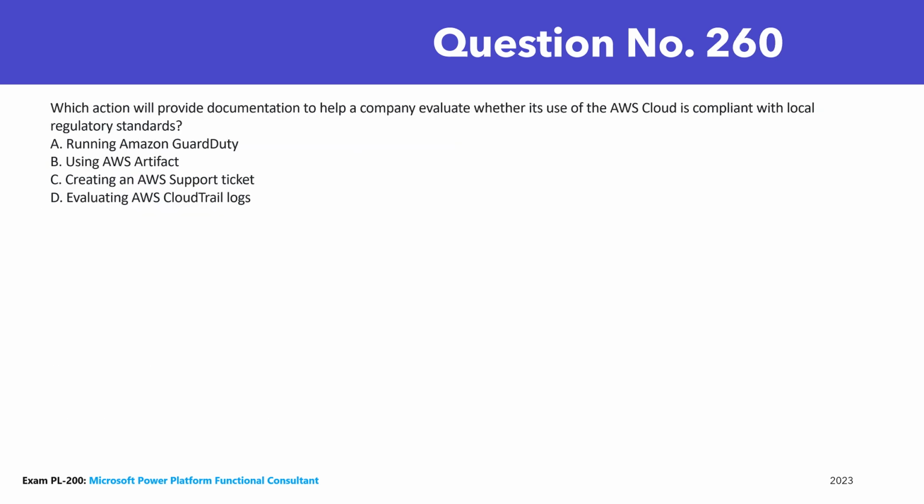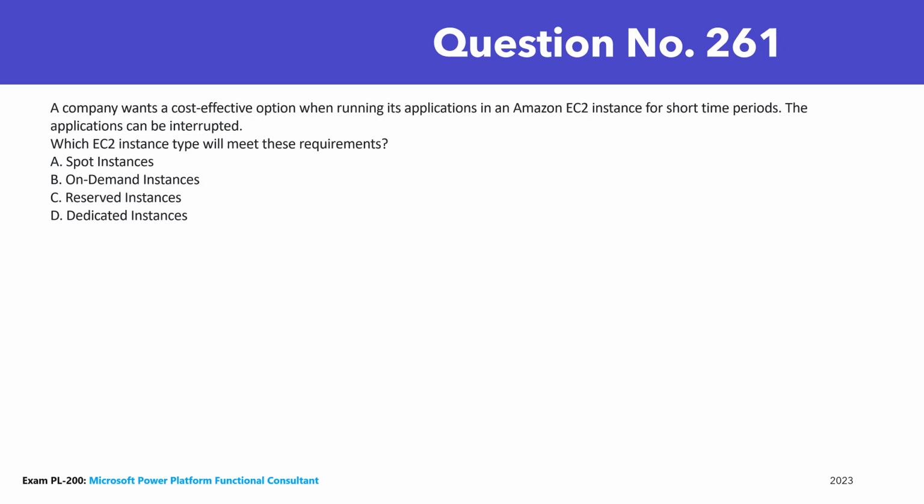Which action will provide documentation to help a company evaluate whether its use of the AWS cloud is compliant with local regulatory standards? A. Running Amazon GuardDuty. B. Using AWS Artifact. C. Creating an AWS support ticket. D. Evaluating AWS CloudTrail logs. Correct answer, B.